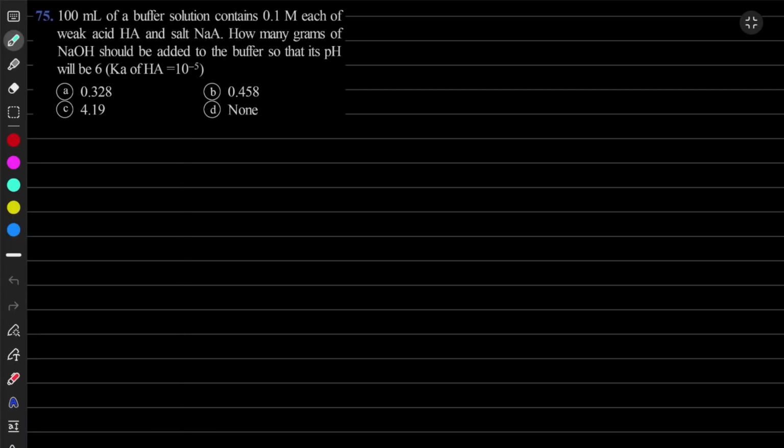Hello, let's read the question. 100 ml of a buffer solution contains 0.1 molar each of weak acid and its salt. How many grams of NaOH should be added to the buffer so that its pH will be 6? So let us see what they are talking about. First, they are talking about a buffer and its volume is given as 100 ml.